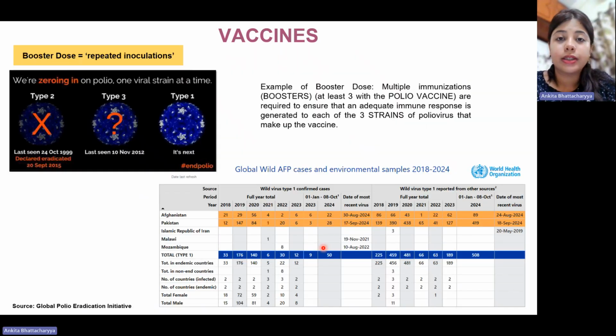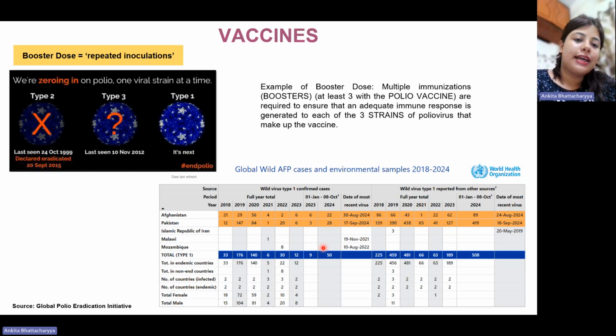Next, coming to the idea of booster doses, we had just talked about it. Simply put, it means a condition where you have repeated inoculations with a certain immunogen so as to elicit an immune response for that. The most common example of this booster dosage is for the polio vaccine, whereby multiple immunizations or boosters, at least 3, are recommended, and they are necessary to ensure that you have an adequate immune response elicited to each of the 3 strains of poliovirus that make up the vaccine.